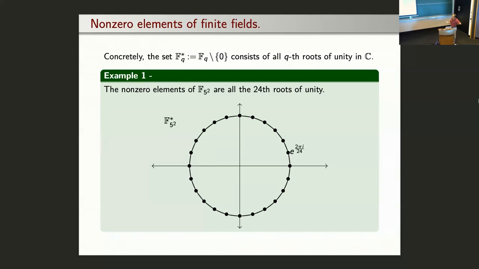For instance, if I want to study a finite field with 25 elements, the non-zero elements of that field will be precisely the 24th roots of unity scattered uniformly around the unit circle. And I can multiply these numbers according to complex multiplication, but addition is more complicated. That's what makes it more technical. However, we can do the same arithmetic that we can do with the real numbers. We can add, multiply, divide, subtract.